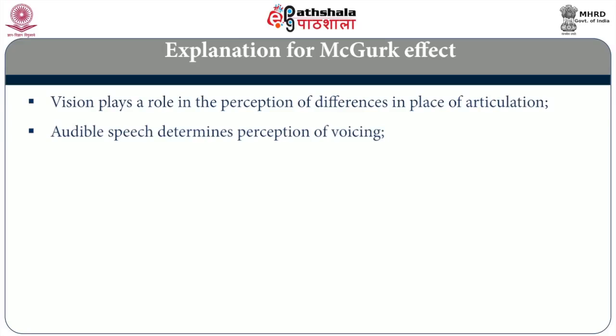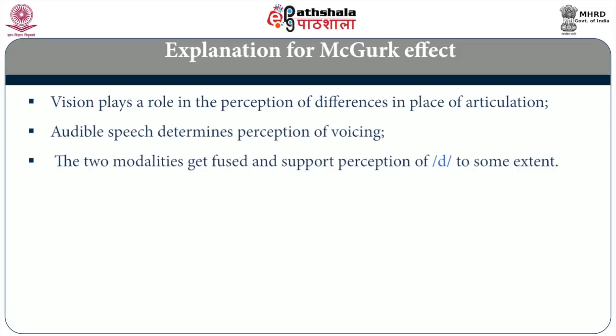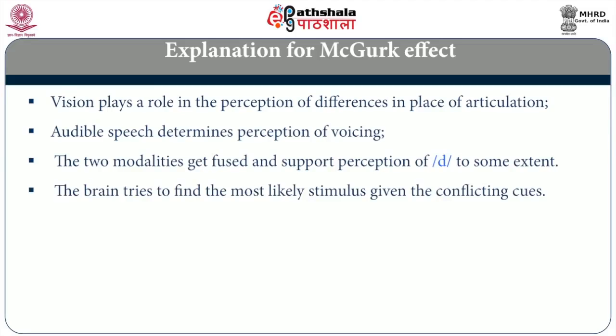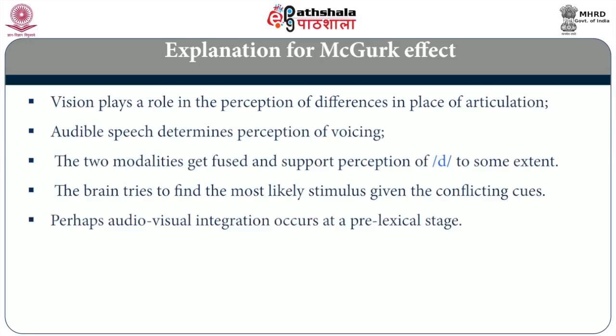If I say pa, ba, you can't tell anything from the lips, you have to hear it. Audition plays a greater role in differentiating voicing. Vision plays a greater role in differentiating place of articulation. And when there is a clash, the brain gets confused. The two modalities get fused and support perception, resulting in the d or g or whatever. The brain tries to find the most likely stimulus given the conflicting cues. When there is a conflict between vision and audition, it just settles for the most likely one, right?